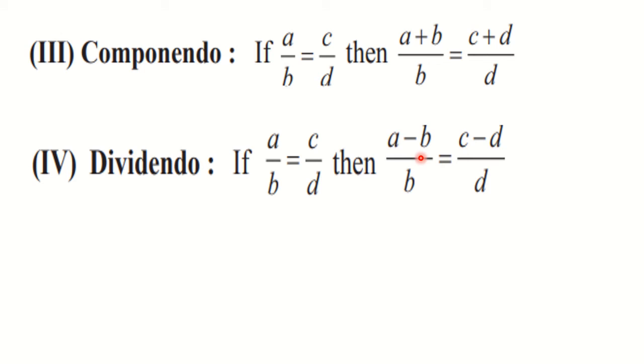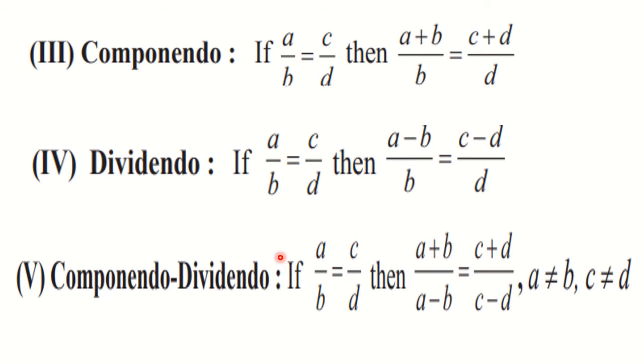And the last property, the fifth property, is a combination of these two. The name of the property is componendo dividendo. Here we are adding denominator to numerator, and in the denominator we are subtracting denominator from numerator. If we put a division line here, then b and b will get cancelled, and d and d will get cancelled, and we will get the property a plus b upon a minus b is equal to c plus d upon c minus d.